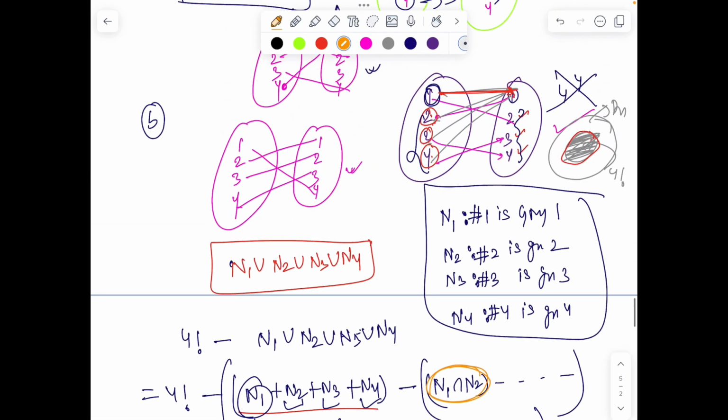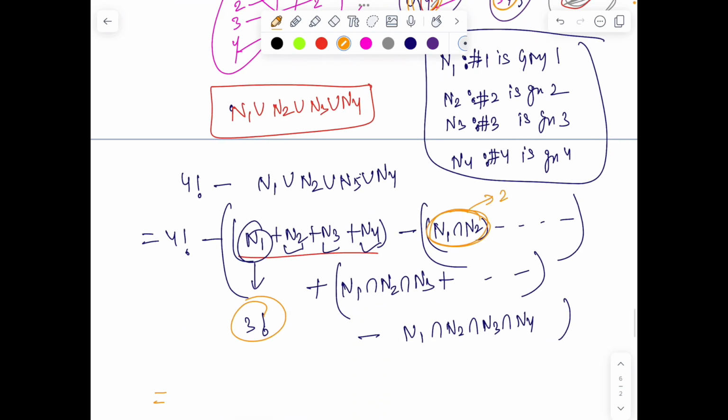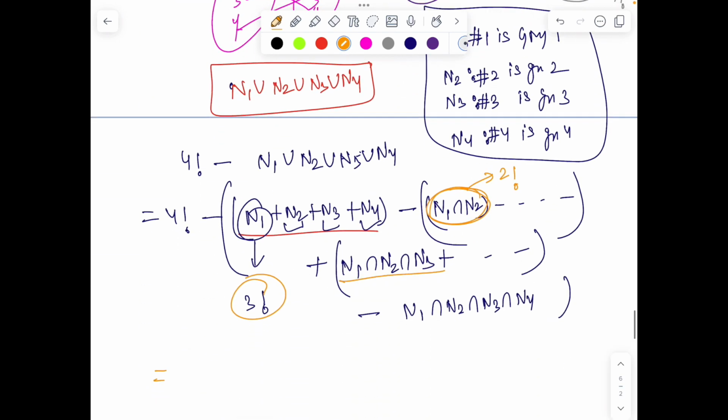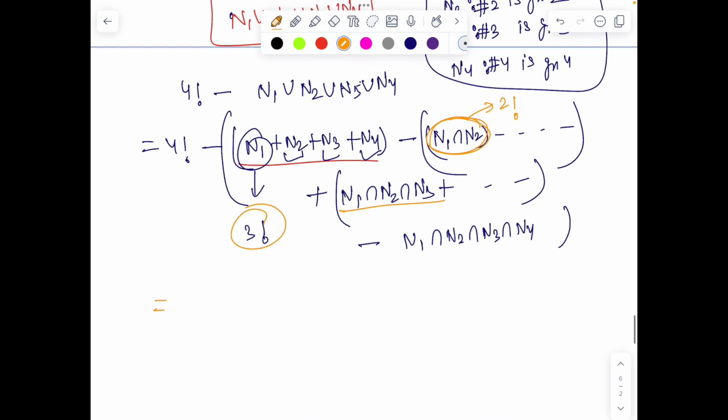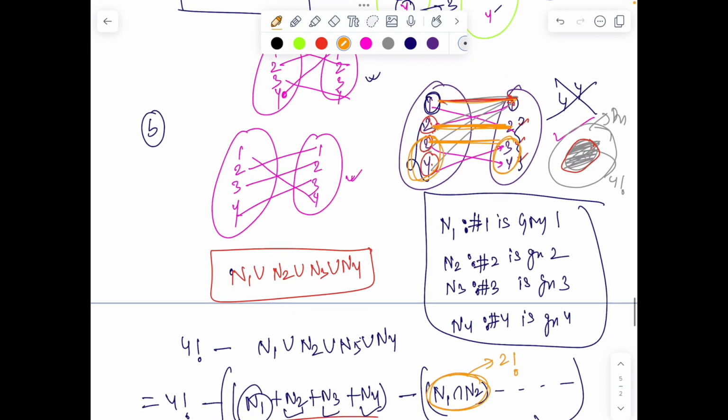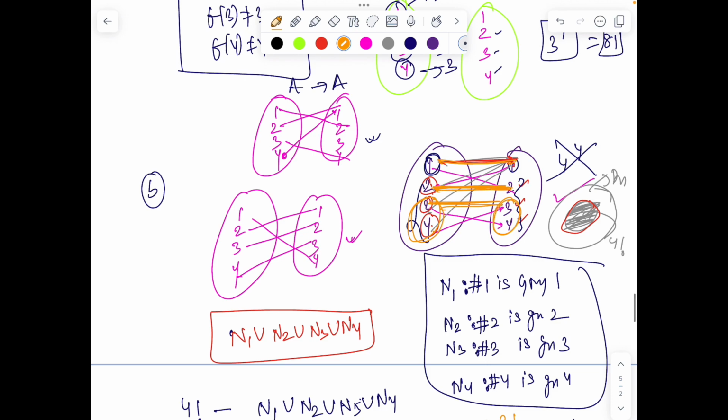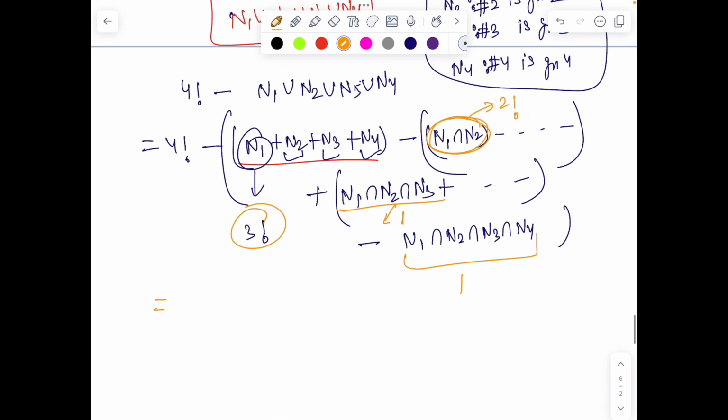What about when 2 of them are common? So n1 intersection n2 means 1 goes to 1 and 2 goes to 2. In that case, we are left with 3 and 4, which have to go to 3, 4 in 2 factorial ways. What about 1, 2, 3 going to 1, 2, 3? Now if 1, 2, 3 go to 1, 2, 3, you don't have a choice for 4. It has to go to 4. So there is only one way. And what about when 1, 2, 3, 4 go to 1, 2, 3, 4? There is only one way, because everything is mapped uniquely.